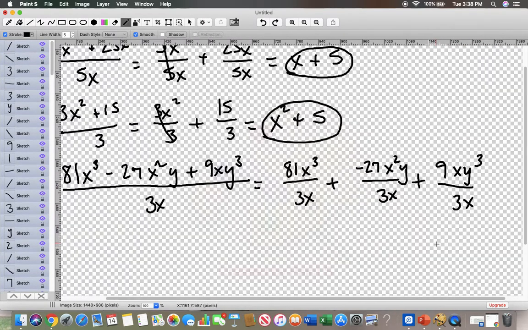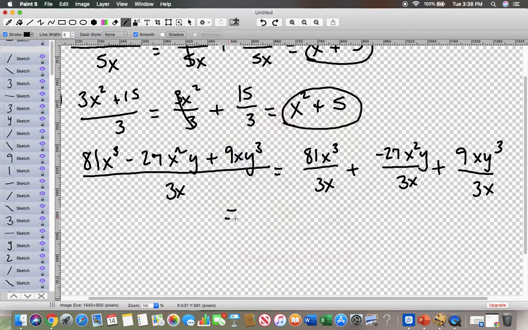Now I can simplify. Let's come underneath here to simplify. 81 divided by 3 is... Does 3 go into 81? Is 81 divisible by 3? Well, 8 plus 1 is 9, so yes, it is. What is 81 divided by 3? It is 27. x cubed divided by x, that's 3 minus 1, so that's x squared.